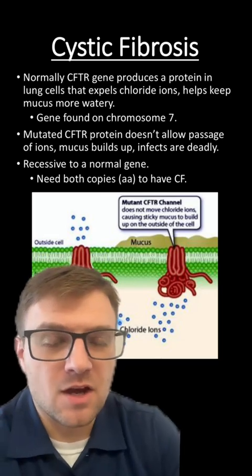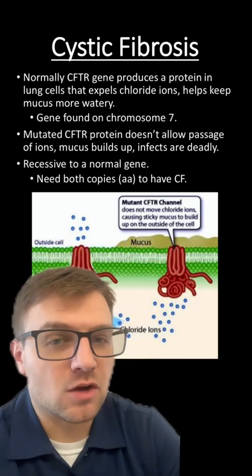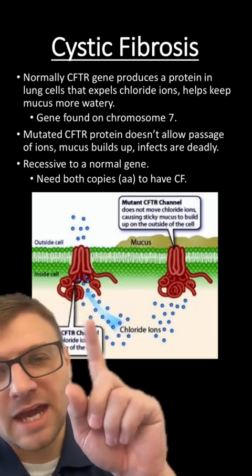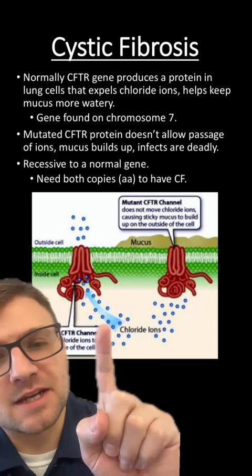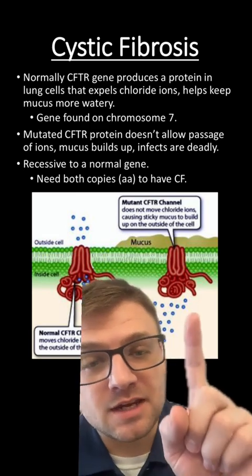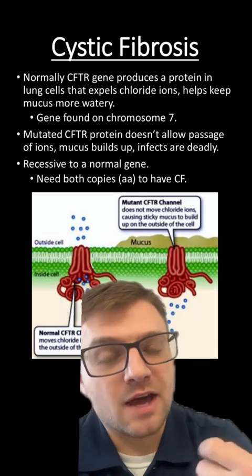An example of an autosomal recessive disorder is cystic fibrosis. This gene is found on chromosome 7 and again will be found equally in males and females. Normally, we have this protein called the CFTR protein that allows ions to move from inside the cell to outside the cell. People who have cystic fibrosis will have a mutated CFTR gene that won't allow these ions to travel past and move outside the cell.